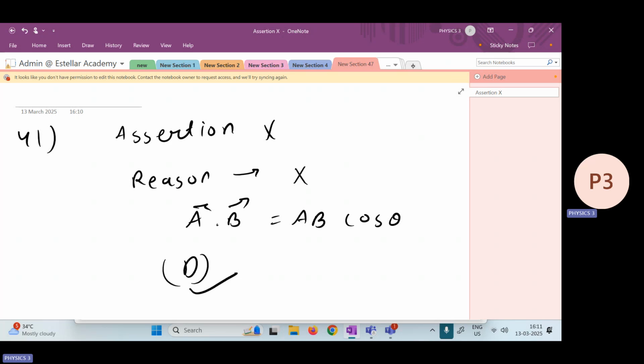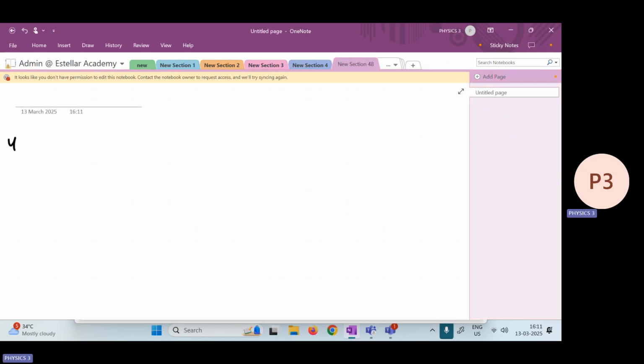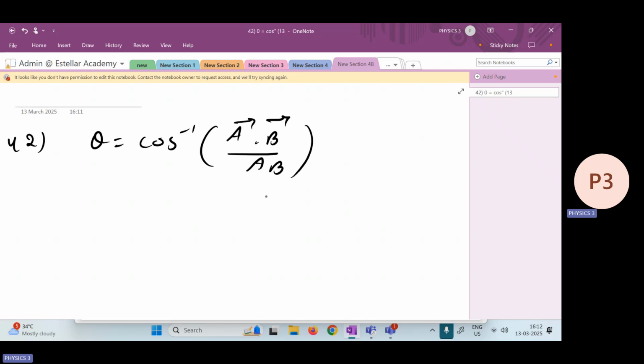Now let's go for the 42nd question. In the 42nd question, in the assertion it is given that the angle between the two vectors i cap plus j cap and j cap plus k cap is pi by 3 radian. And in the reason, it is given that the angle between two vectors A and B is given by theta equals cos inverse of A dot B over AB, which is absolutely correct. So by that formula only we can find out the value of theta.